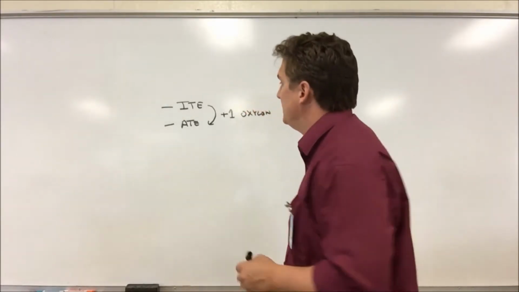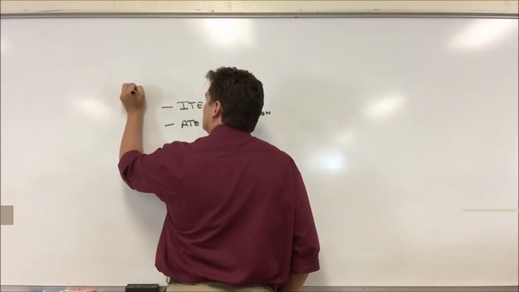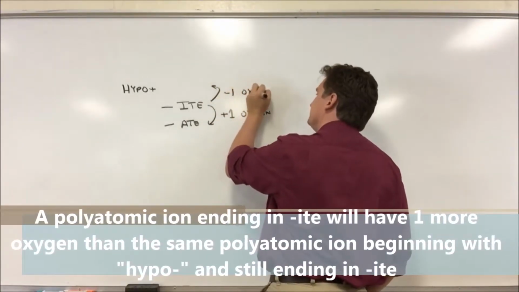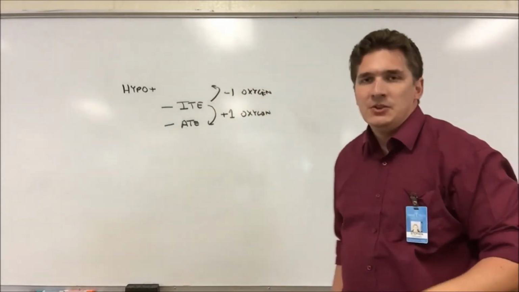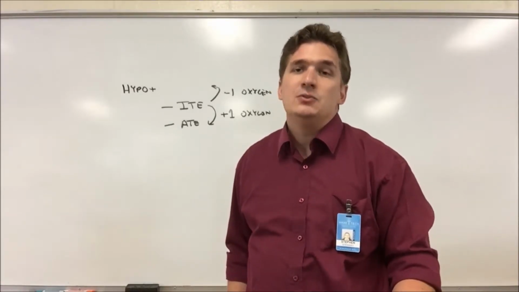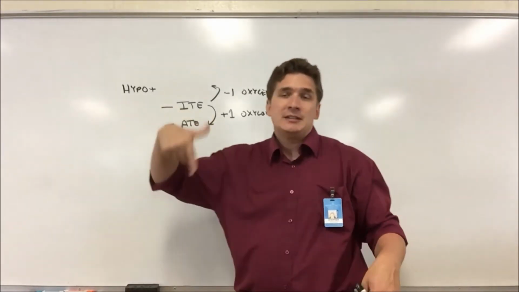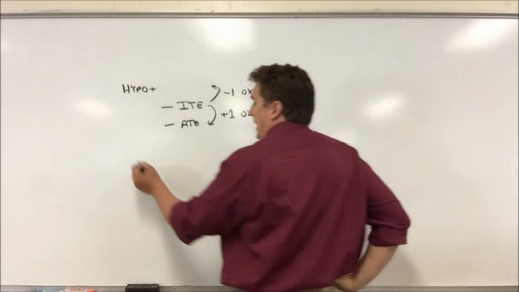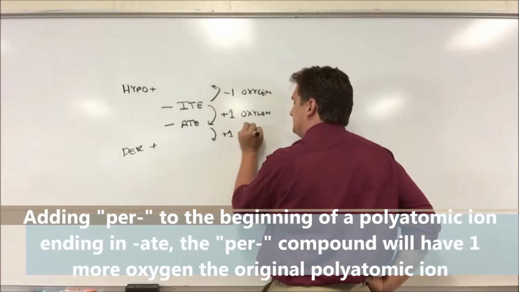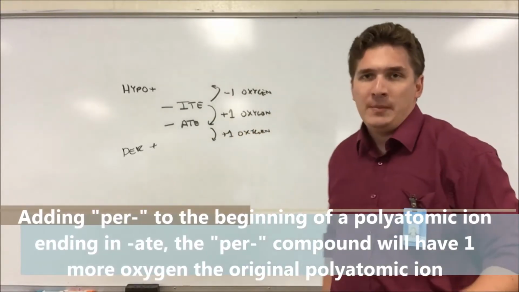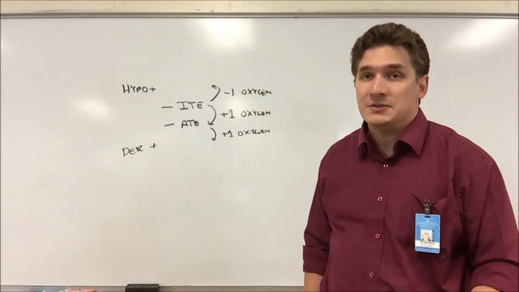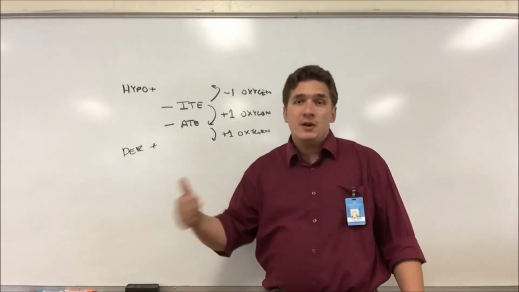Are there other trends? If we add the hypo to an ITE, we're going to lose 1 oxygen relative to the ITE. So if we look at hypochlorite versus chlorite, hypochlorite is ClO-1, chlorite is ClO2-1. So whenever you add the hypo, that's subtracting 1 off the ITE. If we add a per to an ATE, we're going to add 1 more oxygen. So if we look at bromate, BrO3-1, versus perbromate, BrO4-1, that per is going to give us 1 additional oxygen.